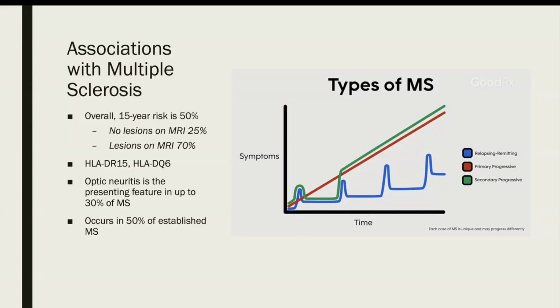So 30% of patients will present with optic neuritis as the primary presenting feature of an MS diagnosis. But of those with an established diagnosis, about half of them will eventually present with an episode of optic neuritis.